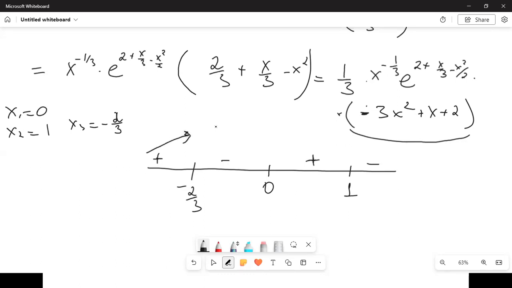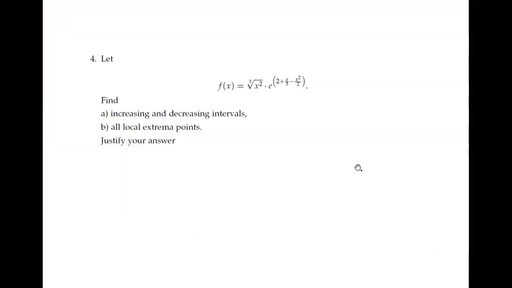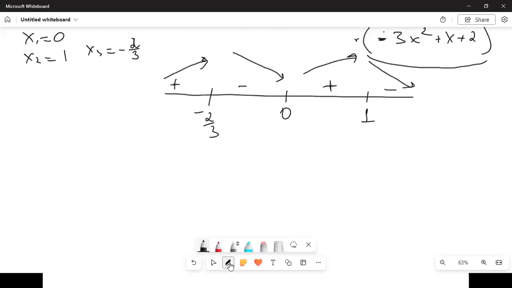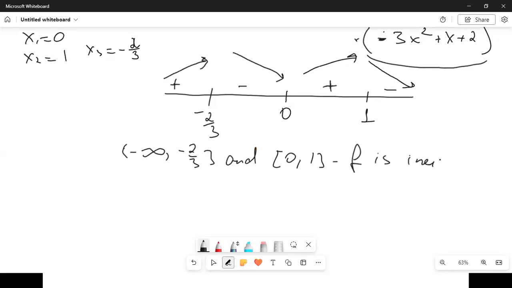Let's put these arrows. One thing maybe we have forgotten, let's go back to our exercise. Is any interval given? No. Find increasing and decreasing intervals. Let's write the intervals where the function is increasing. From minus infinity to minus 2/3, and from 0 to 1, f is increasing.